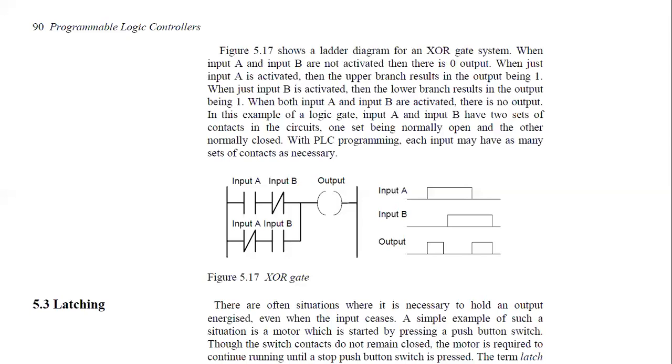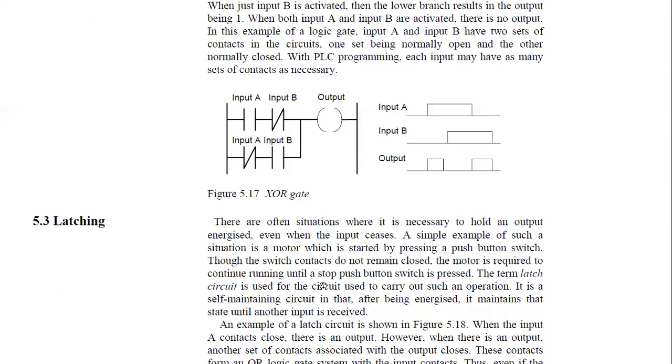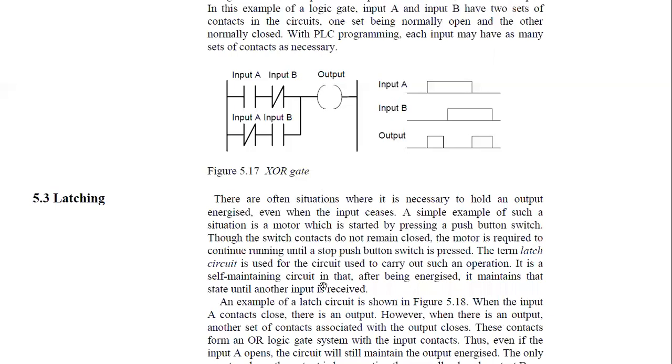In this example of this logic gate, input A and input B have two sets of contacts in their circuits, and one set is normally open. You can see it here for the case of the first horizontal line, normally open, and the other one is normally closed. So with PLC programming, each input may have as many sets of contacts as necessary, depending on the number of inputs that you want to have in your logic or ladder diagram.